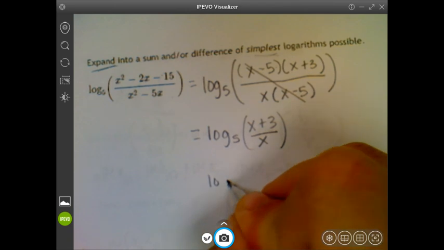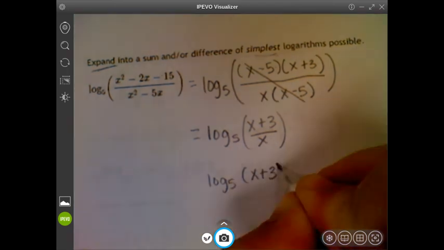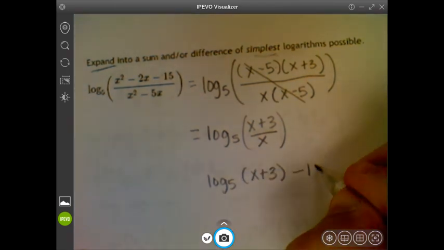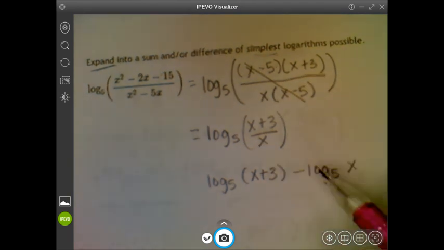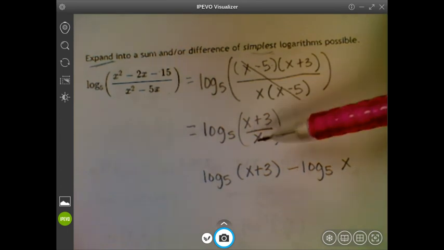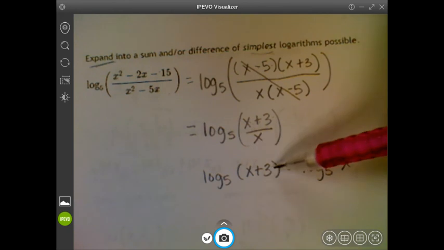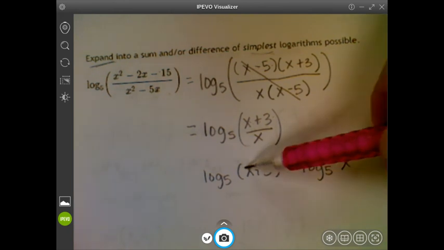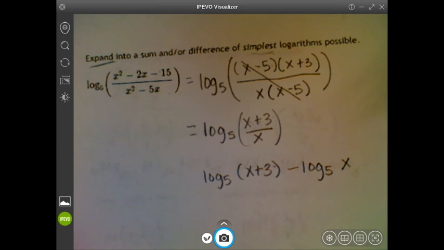So we're going to do log base 5 of the numerator, which is x plus 3, and then minus log base 5 of x, and it's a minus because the x is living in the denominator. One more thing I want to point out, the numerator, it has two parts, but they're being added. They're not being multiplied. So this will not split any further. There is no property for two things being added inside of the logarithm.